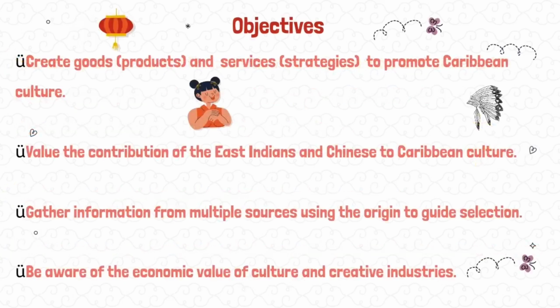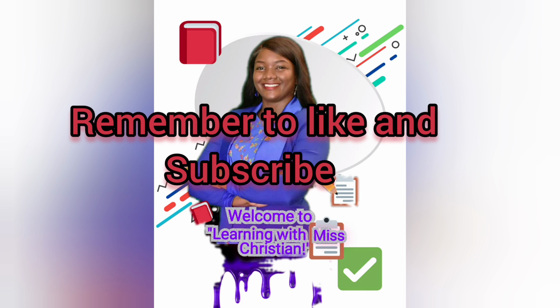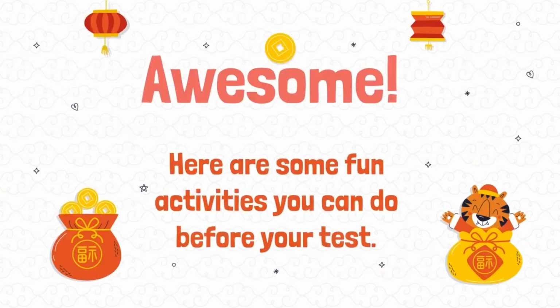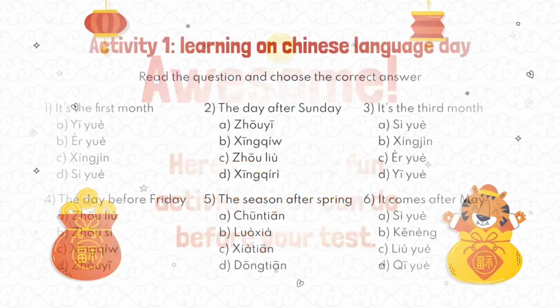Gather information from multiple sources using the origin to guide selection, and be aware of the economic value of culture and creative industries. Remember now that objectives are what we use to write your exams. Ensure you master these before your curriculum-based test. Now that we have looked at our objectives, here are some fun activities you can try before your test.